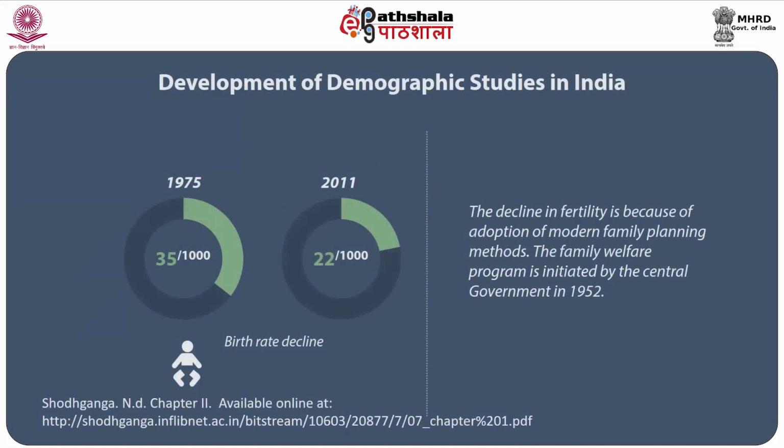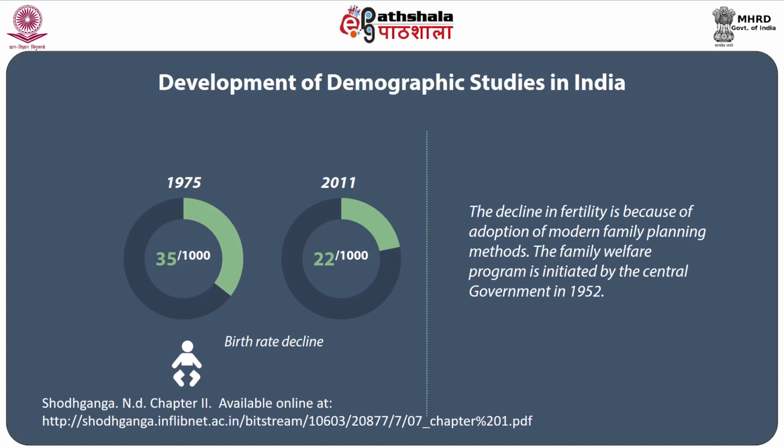The fertility has remained stable around 35 births per 1000 population until 1975. It started declining in 1975 onwards, from 35 births per 1000 population to 22 births per 1000 population in 2011. The decline in fertility is because of adoption of modern family planning methods.